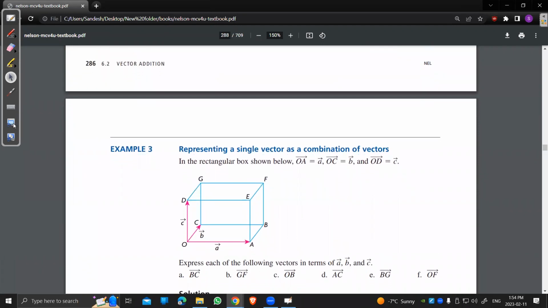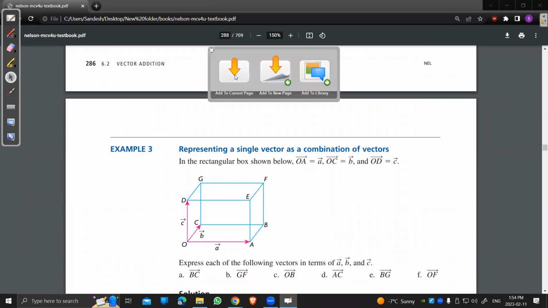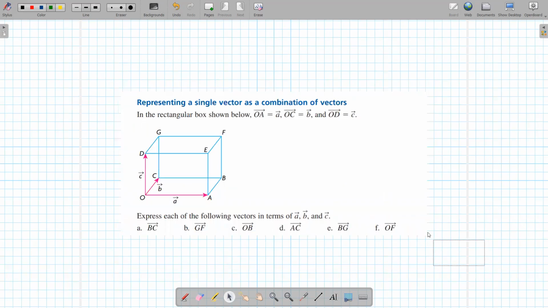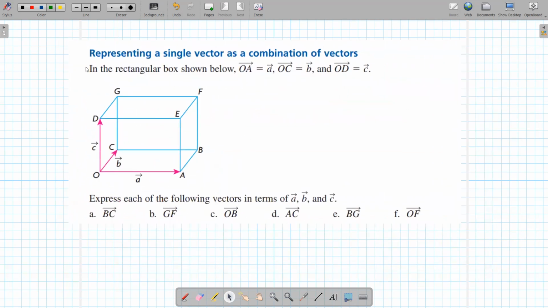Okay, here's another box question. There's no math here. I guess there is some math, but it's very simple. The arithmetic is you're just adding two things. They've given us a bunch of things, A, B, and C, and they want us to write these in terms of A, B, and C. Okay. Let's look at BC.